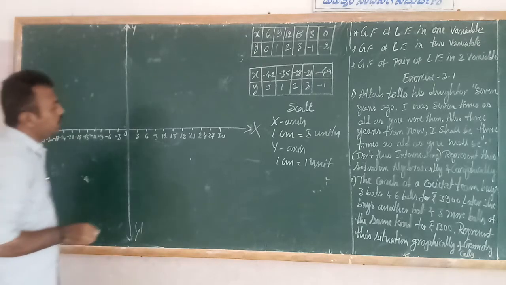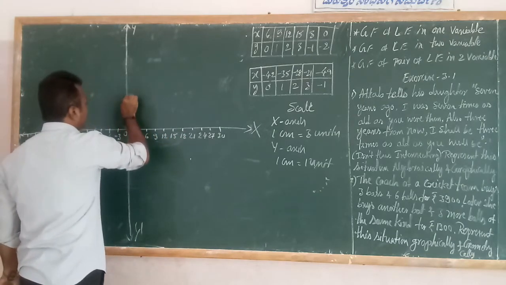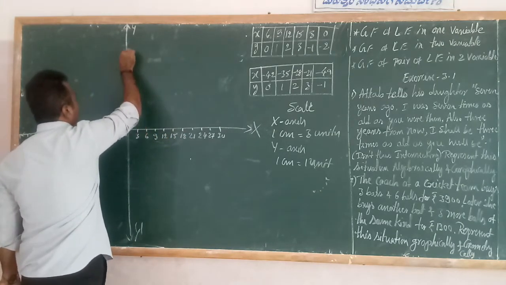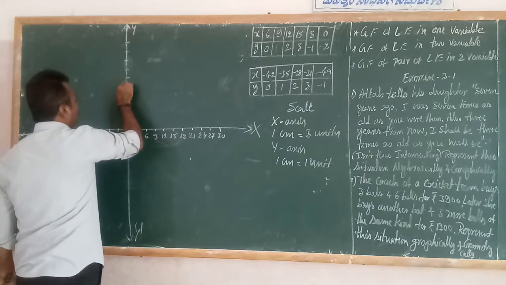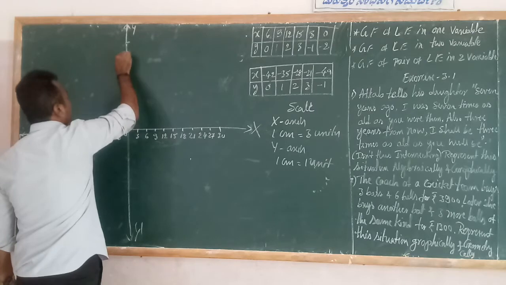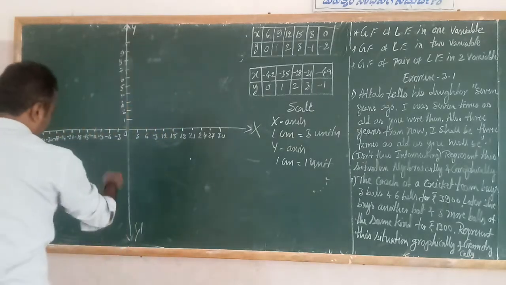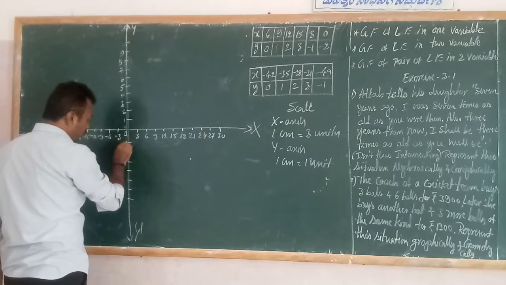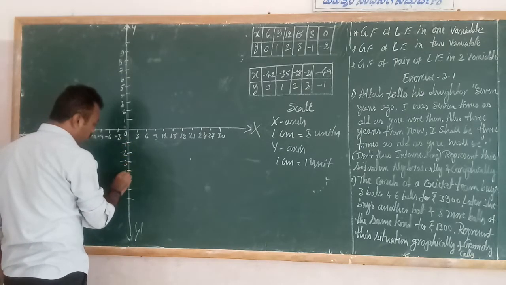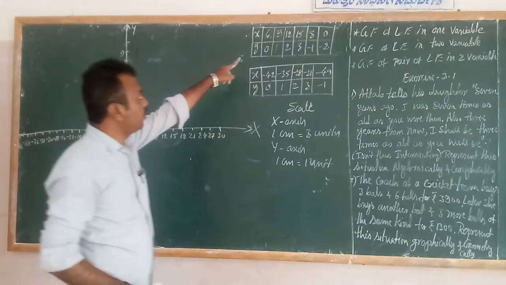Next, the y-axis is very simple: 1, 2, 3, 4, 5, 6, 7, 8, 9 and so on. Downside, this is the negative: minus 1, minus 2, minus 3, minus 4 and minus 5. Enough. See, first plot. What is the first equation?